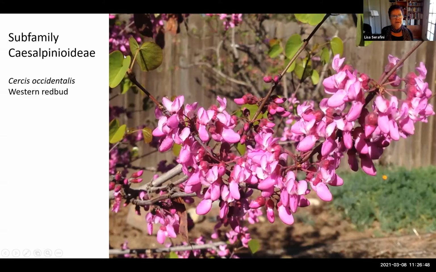Now the leaves, you can sort of see here, are heart-shaped. A fancy way of saying that is cordate. Sometimes they say it's kidney-shaped, reniform, if you want to use that. But the leaves are deciduous. So it's a deciduous tree. The flowers come out first, and then the leaves follow a little bit later.